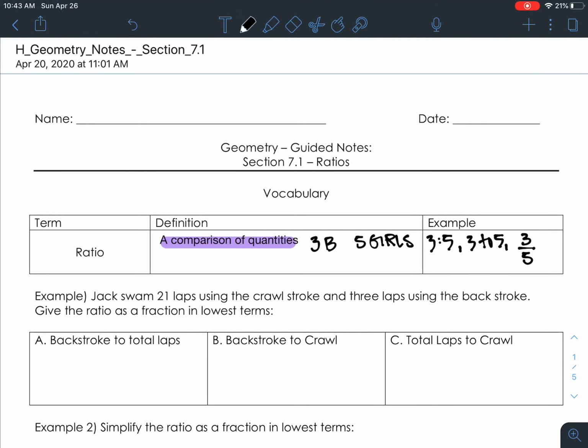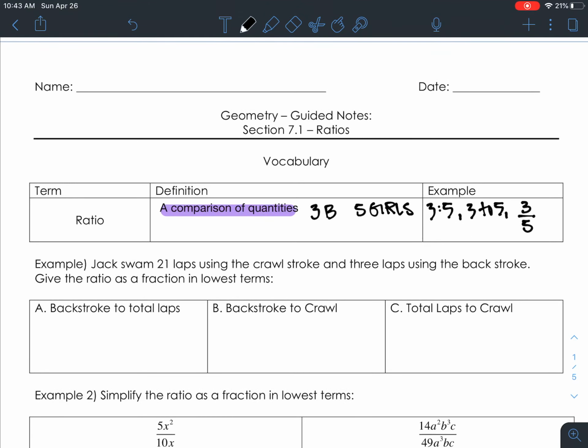okay? So if we look at this first example, it says Jack swam 21 laps using the crawl stroke and 3 laps using the backstroke. Give the ratio as a fraction in lowest terms. So it's telling you how you're going to write the ratio. You're writing it as a fraction, and you have to write it in lowest terms, which means you have to reduce the fraction. So Jack swam 21 laps using the crawl stroke and 3 laps using the backstroke, and we have to write it backstroke to total laps.